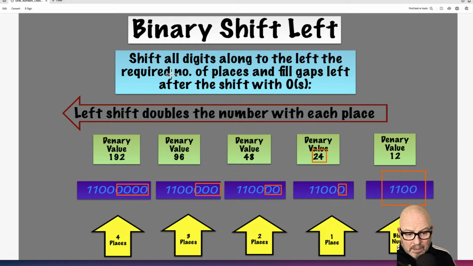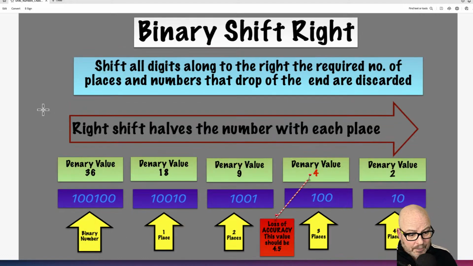Left is multiplying. So you shift all the digits along to the left, the required number of places, and then add the required number of zeros to the right-hand side. Easy peasy. It's not hard maths, that. Well, it's not even maths at all, really. Well, I suppose it is, but it's just so simple. Okay, let's go on to the next one.